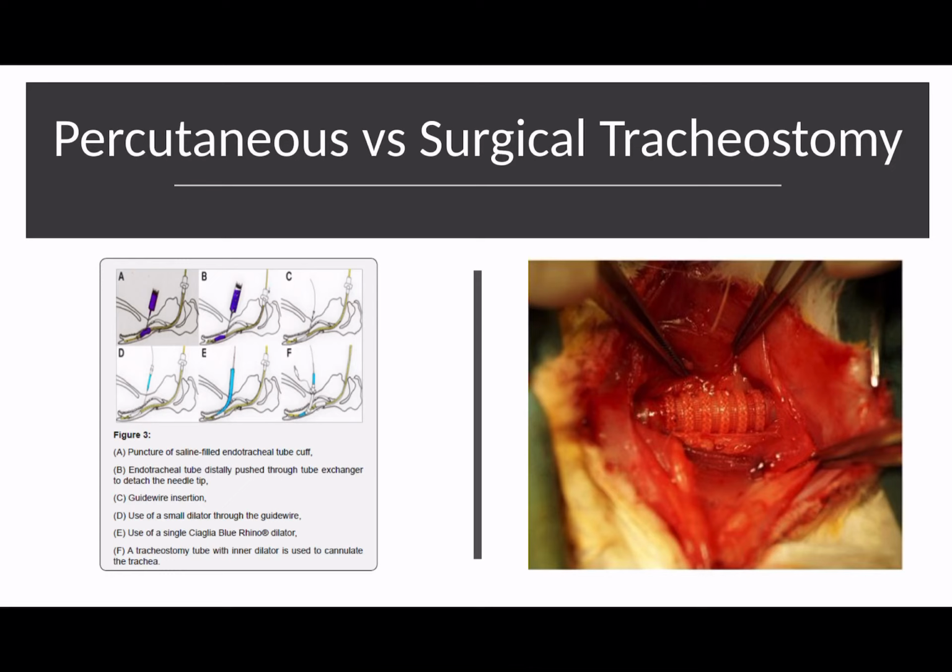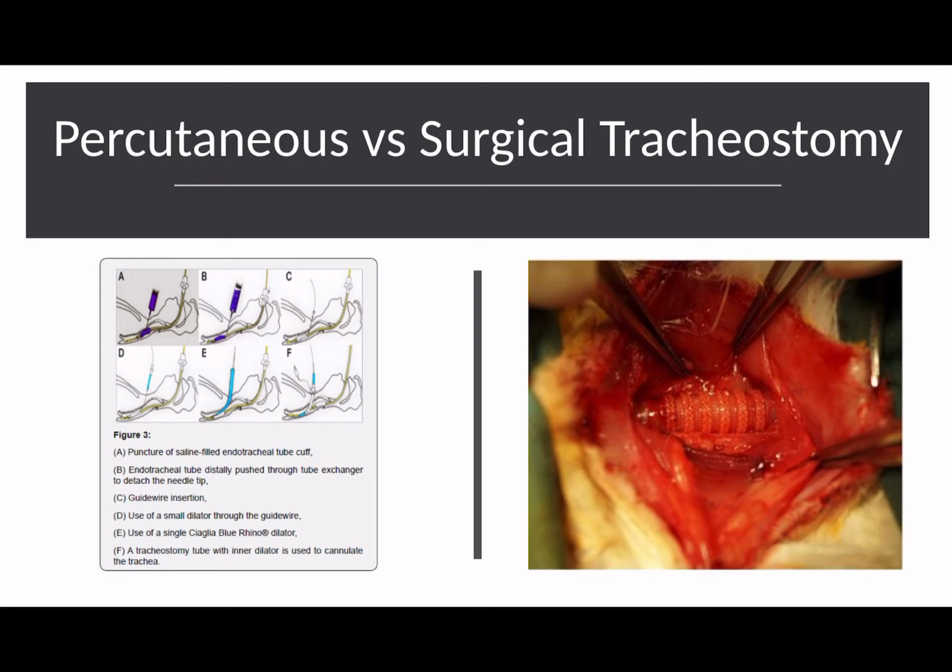This is in contrast to how a percutaneous tracheostomy is done, and this is outlined in the picture on the left hand side. Here, what you do is you use a needle to go through the front of the neck and in between usually the second and third or first and second tracheal rings. You puncture it, you pass a wire through the needle and into the trachea, and then you serially dilate the tract from the skin through to the trachea itself, and then you pass the tracheostomy over the wire.